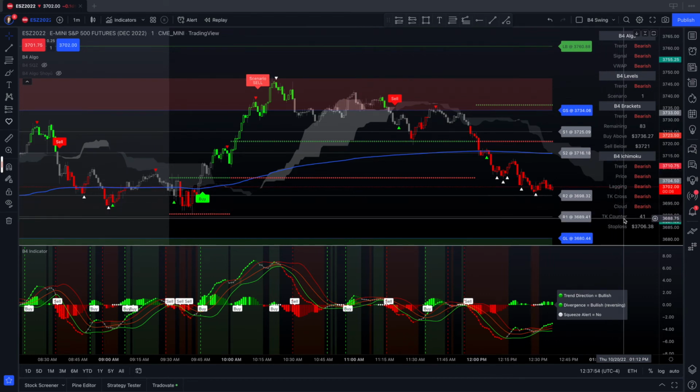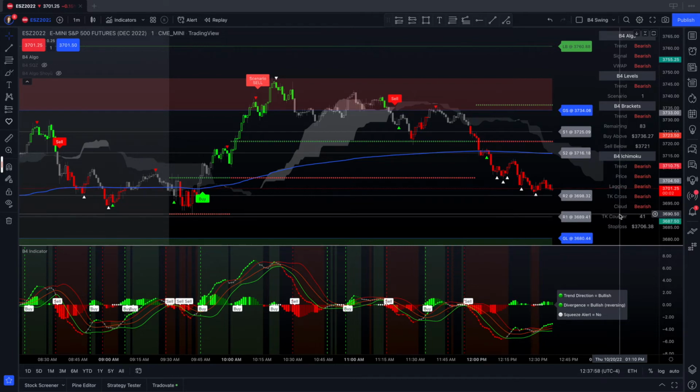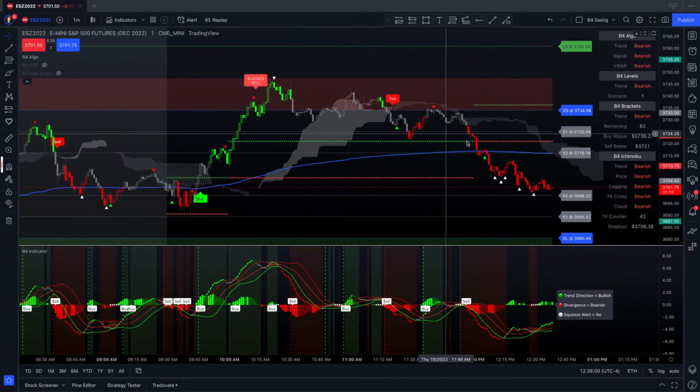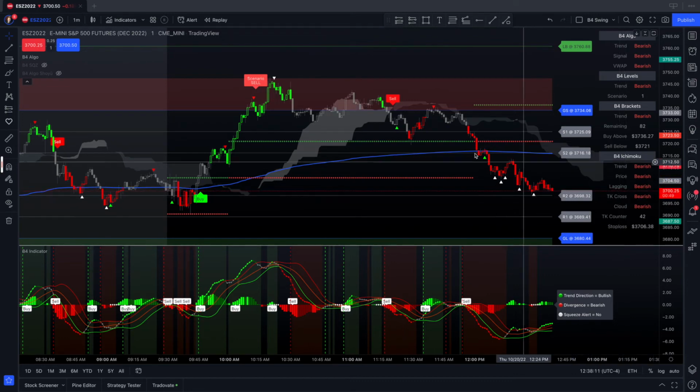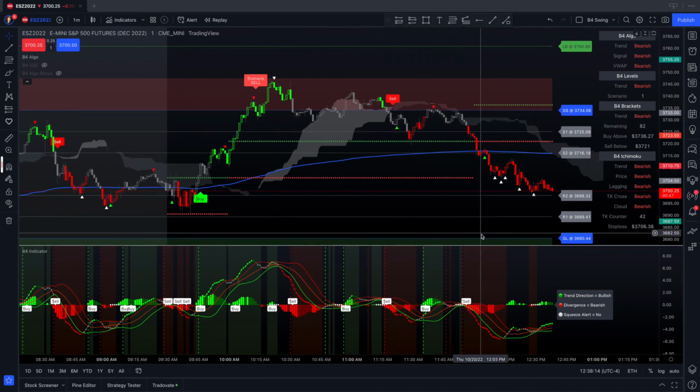We have our TK counter there. We have some special things that we teach with that. And of course we have our stop loss. We have a complete system here, complete rule-based trading system, risk management, everything that you need. Anyway, nice setup today and nice price action.